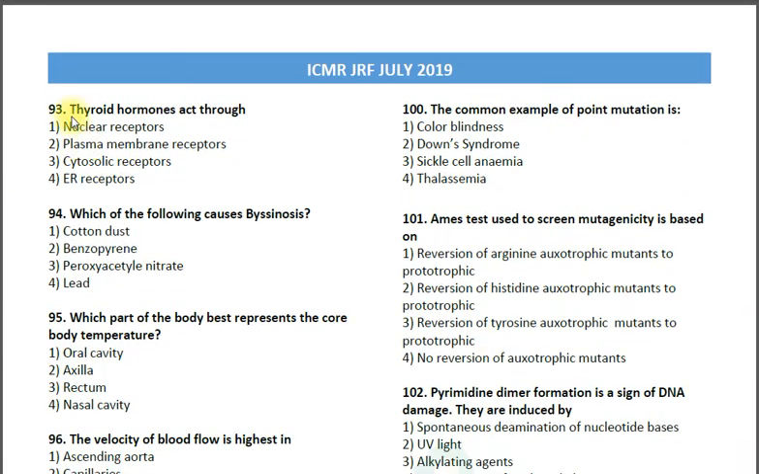Question number 93. Thyroid hormones act through number 1 nuclear receptors, number 2 plasma membrane receptors, number 3 is cytosolic receptors, number 4 ER receptors. The correct option is option 1, which are the nuclear receptors.